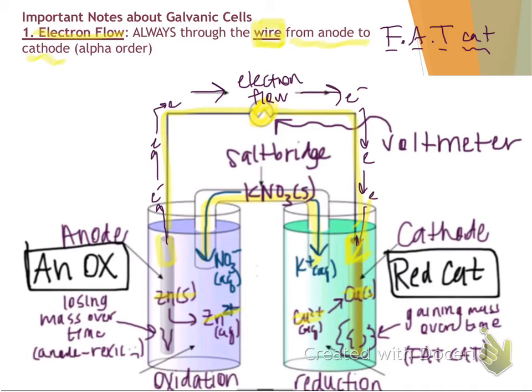Those are all the important parts of a cell that you need to know. You need to know an ox and a red cat. You need to know that the anode is anorexic, the cathode is a fat cat. We need to understand the purpose of the salt bridge and which ions flow which direction, as well as the purpose of our voltmeter and the flow of electrons.